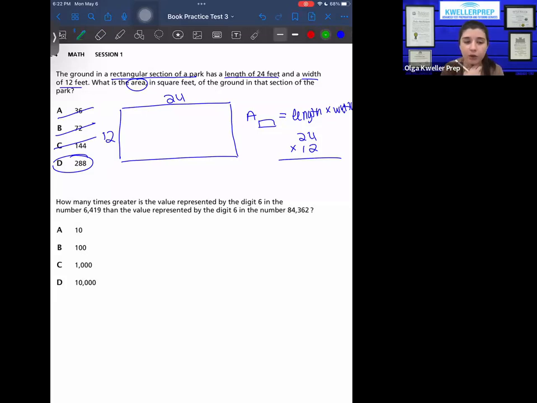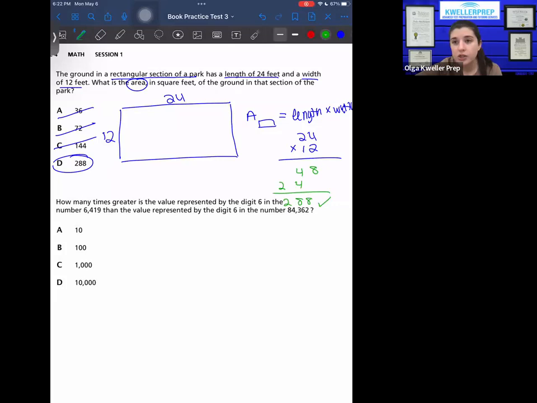Just a little bit, that you don't always have to do all the math in this kind of multiple choice setting of an exam. If we do multiply it out just for practice, we have 2 times 4, which is 8, and 2 times 2 is 4, and 1 times 4 is 4, and 1 times 2 is 2, and we still end up with 288, which is our answer.